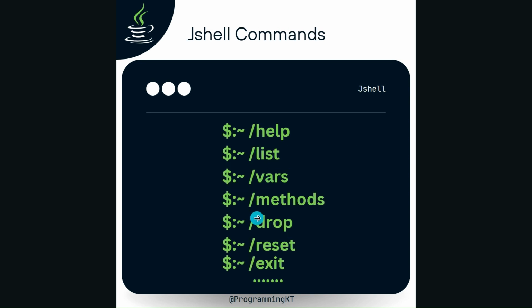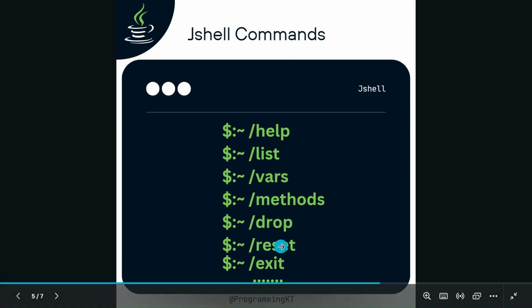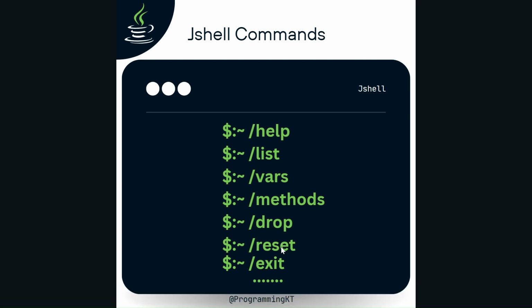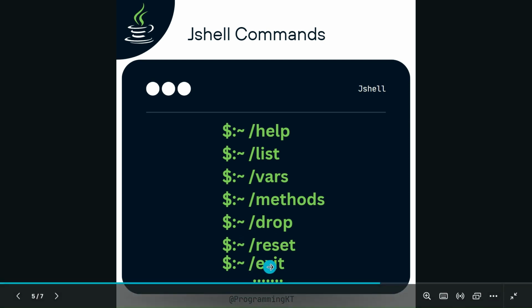So these are some commands available under JShell, like /help, /list, /vars. Using list, it will show whatever content you typed. Vars will display all variables declared. Methods will show all methods you typed in the current JShell execution session. And drop, you can drop any one of the statements. Reset, you can reset the JShell prompt, and finally you can exit by using the exit command.